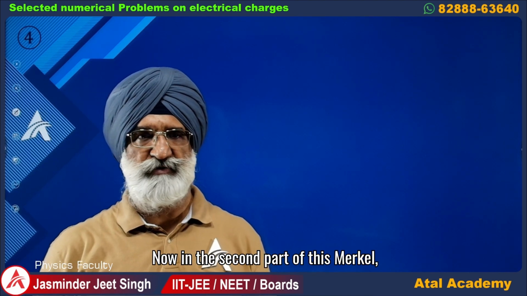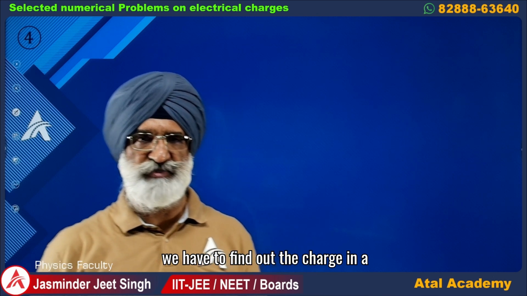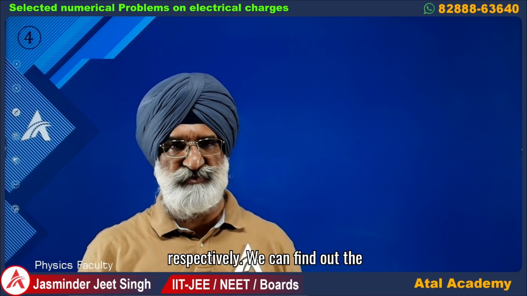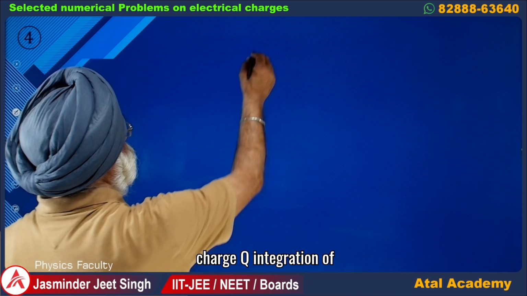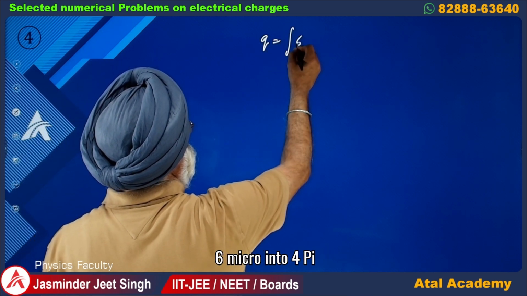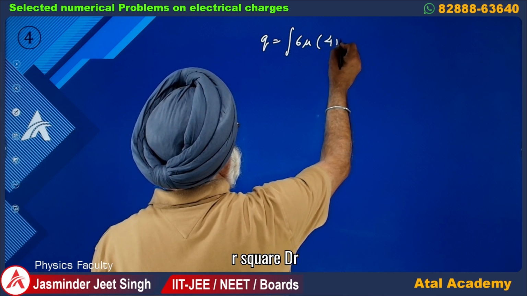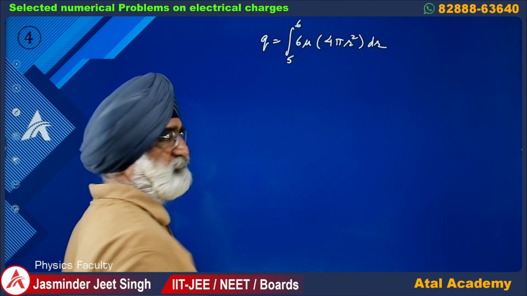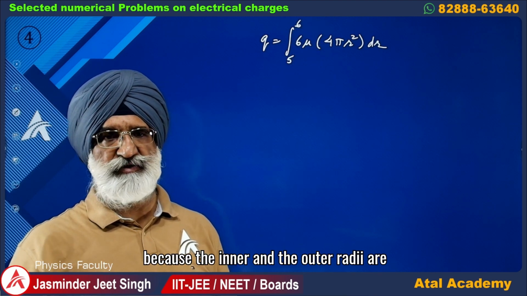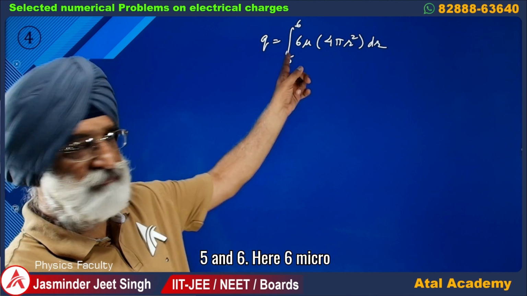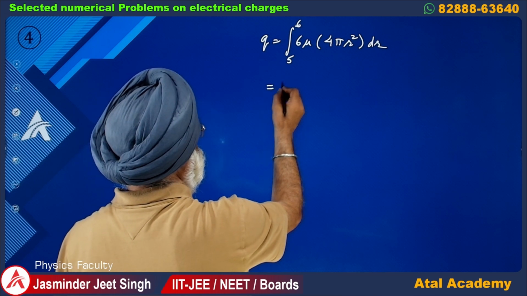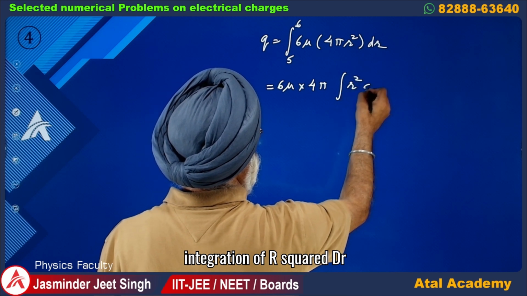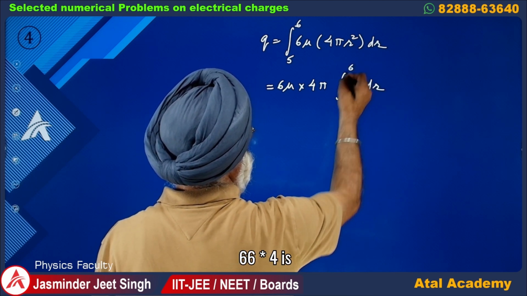Now, in the second part of this numerical, we have to find out the charge in a spherical shell whose inner and outer radii are 5 and 6 centimeters respectively. We can find out the charge Q, integration of 6 micro into 4 pi r square dr from 5 to 6, because the inner and the outer radii are 5 and 6. Here 6 micro and 4 pi are constant terms. 6 micro into 4 pi can be taken outside. Integration of r square dr from 5 to 6.